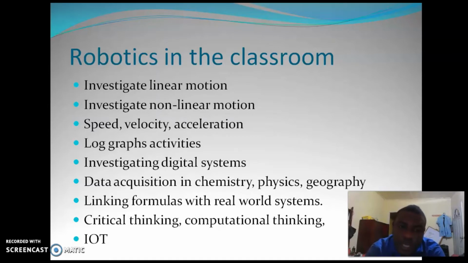So we do data acquisition in chemistry, physics, and geography, linking formulas with real-world systems. And of course, a lot of the activities will allow us to do critical thinking, computational thinking, and of course, the Internet of Things. So a lot of the other sensors that we use, like the Wi-Fi sensors, Bluetooth sensors, the GSM module, is to incorporate different features in our robotics activities to bring industry to the classroom, high technology to the classroom, where students' light bulbs in the brain can go off, and thinking and discussions can pursue. That will make learning more meaningful and holistic.